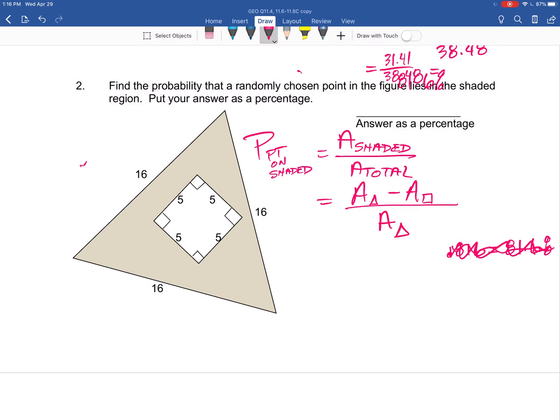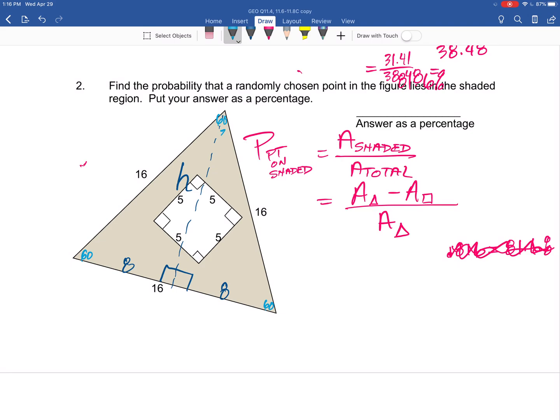What do we need for the triangle? Well, we need the height. Let's go ahead and do that maybe here in blue. I'm going to draw in the height of that triangle. Now, what does it do to the side? It splits it out, 8 and 8. Also, it's equilateral. So what do we got here? We got 60 degrees, 60 degrees, 60 degrees.